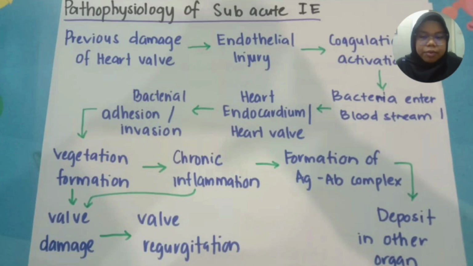From the vegetation, it will cause chronic inflammation, and in the long term, it will lead to the formation of antigen-antibody complexes. These antigen-antibody complexes can travel throughout the body through the blood circulation and deposit in other organs such as the kidney, lungs, and others. So, from the vegetation formation and the chronic inflammation, it can cause valve damage and lead to valve regurgitation.